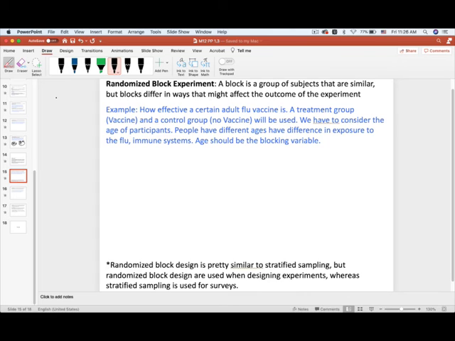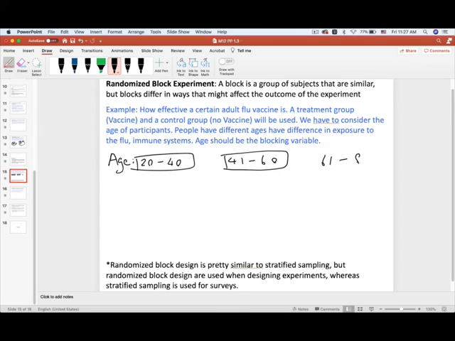So how can we set up this randomized block experiment? We're going to consider the age. So what are we going to do? Age will be the factor we have to consider. So I'm going to divide it into 3 subgroups. The first group I will consider from 20 to 40. Second group, that will be from 41 to 60. The last one, that will be from 61 to 80. Okay, divided into 3 subgroups.